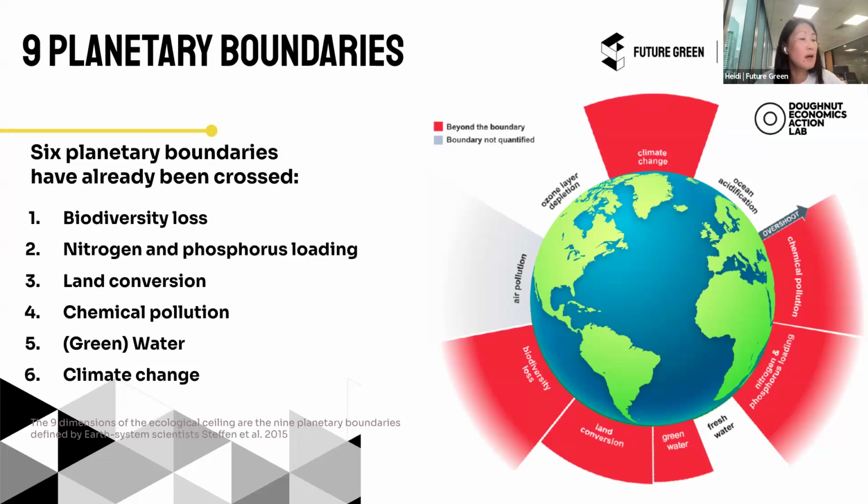So the first one is biodiversity loss. We'll take a look at that in more detail later. The second one is nitrogen and phosphorus loading. So I'd like you to pop in the chat, what do you think is the main pressure on this boundary, on nitrogen and phosphorus? Has anybody got any ideas? Let's give you a minute or two maybe for nitrogen and phosphorus. Any ideas? And I'll keep an eye on the chat.